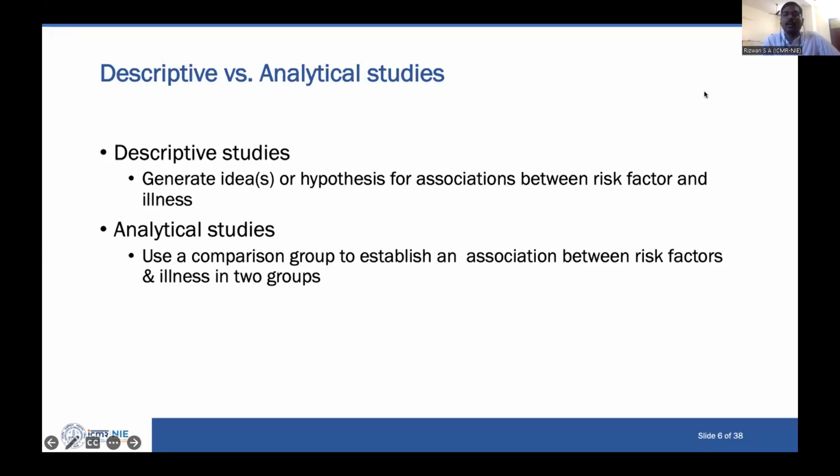If you have done a descriptive study, at the end of the descriptive study, you will be able to generate some hypothesis that factor A may or may not be associated with the outcome. But when it comes to analytical studies, you are going to establish that hypothesis. You are going to definitely say that factor A is associated with the outcome or factor A is not associated with the outcome.